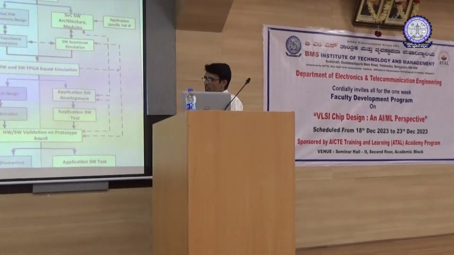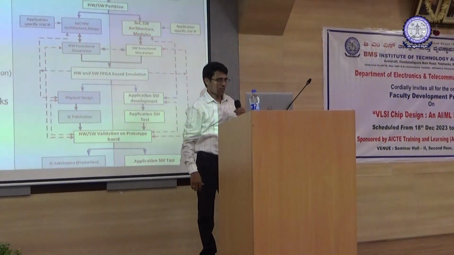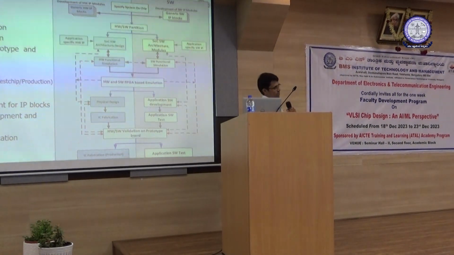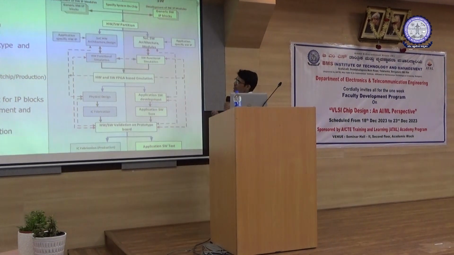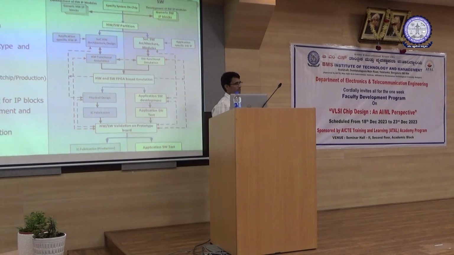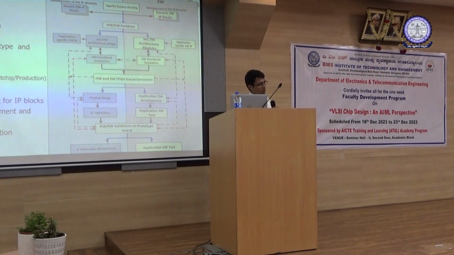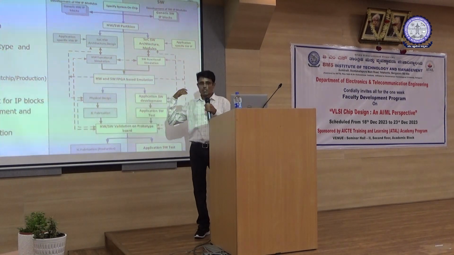So once the definition stage is over, then the functional specification will start. To achieve those functions, what things are required? What IPs are required? What generic IPs are required? What application specific IPs are required? All those things will be identified, and once they are identified, then the design will start.